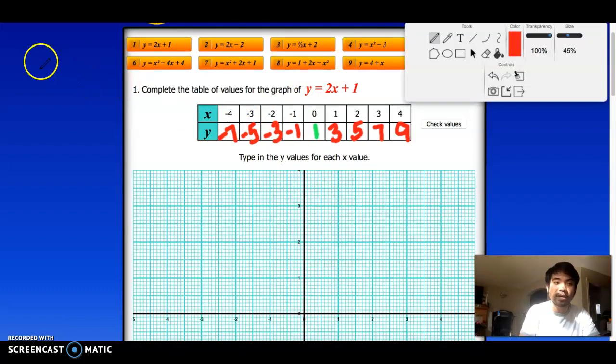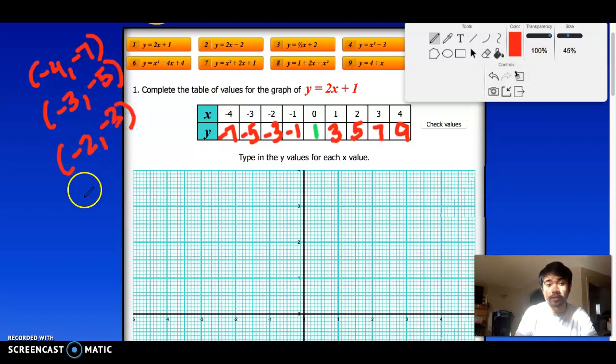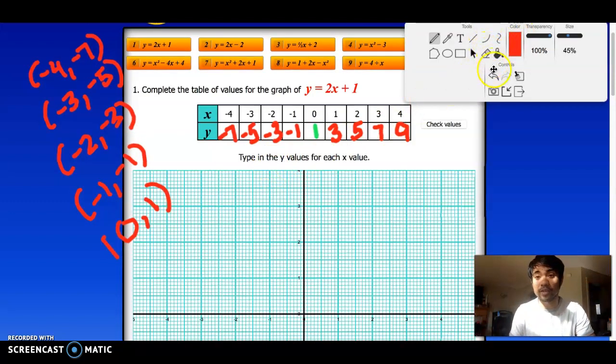So now you have a bunch of ordered pairs. So negative 4 and negative 7. Where should you put that here? This one, negative 3, negative 5. You have to remember your x values actually go on the left, and then your y values go on the right. Negative 1, 0, 1, and so on. Okay? So make sure you know how to fill in a table of values.